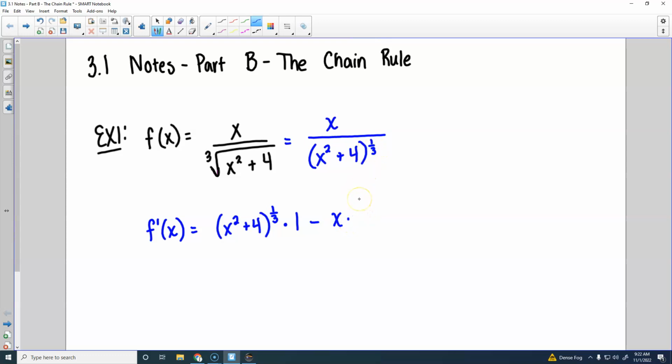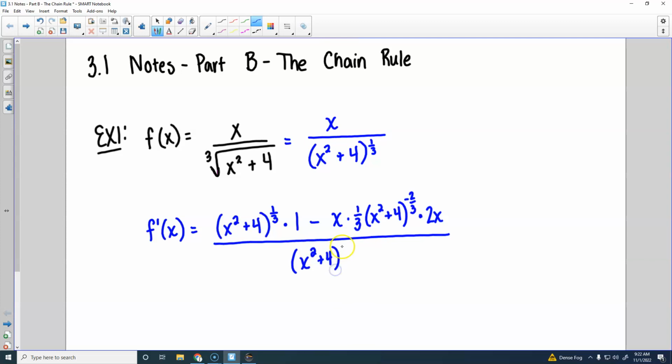Now right here you have to use the chain rule. Okay, so we're going to have 1/3 x squared plus 4 to the negative 2/3 times the derivative of the inside, which is 2x, all over x squared plus 4 to the 1/3 raised to the 2nd power.